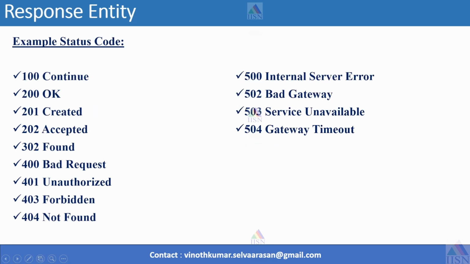Let's see some of the response status codes. Here you see 100, whose status is continue. 200 means the status is OK, accepted. 201 means the status is accepted and a new resource is created. 202 is for accepted, 302 for found, and 400 for bad request. 401 is unauthorized request, 403 is forbidden, and 404 is not found.